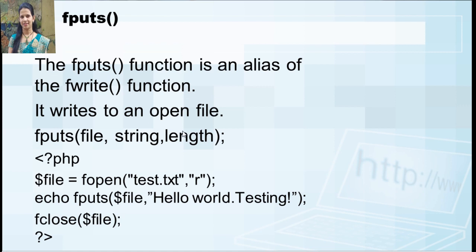And then the next function is fputs. fputs and fwrite are both the same. fputs means write a string. It is an alias of the fwrite function. Using this function, we can write to an open file. Here is the syntax for this: fputs $file, hello world test. You can write this data inside the file by using the fputs function, or you can just use the fwrite function.